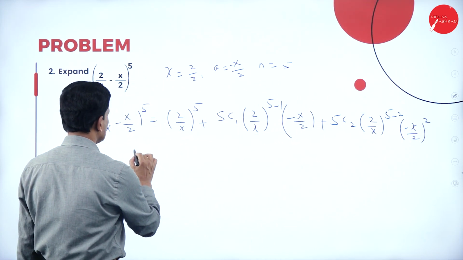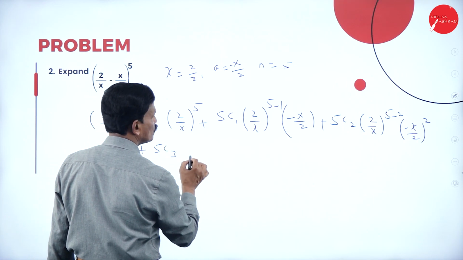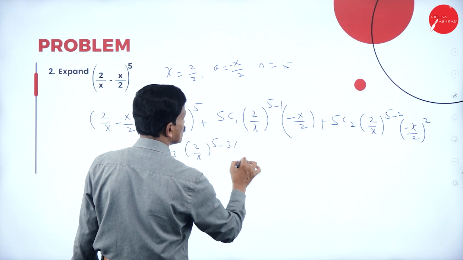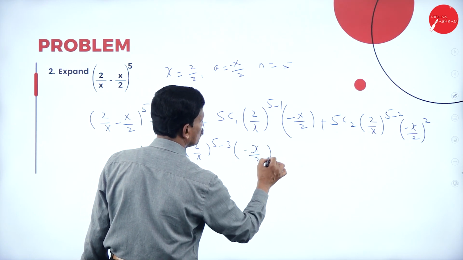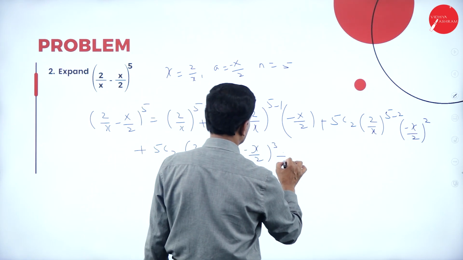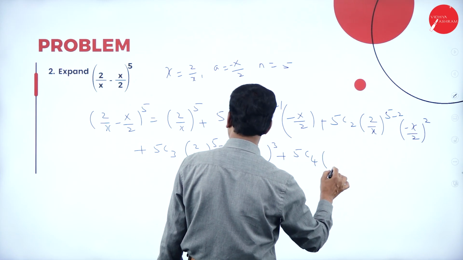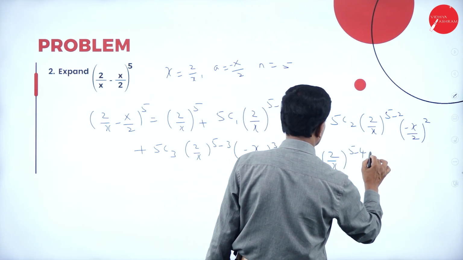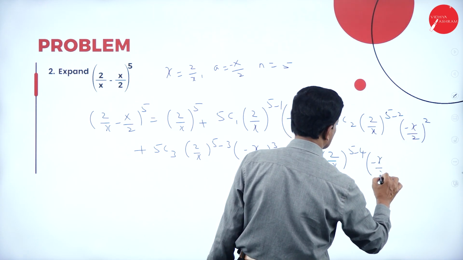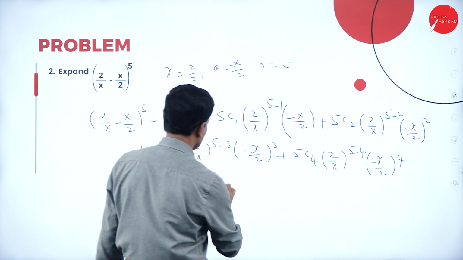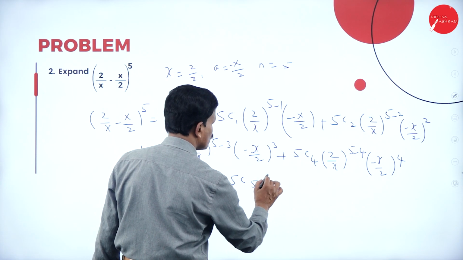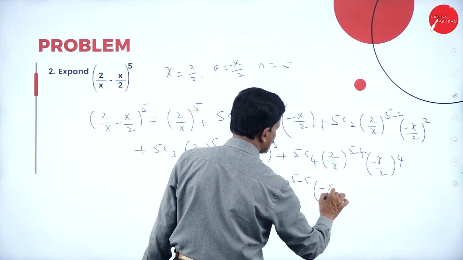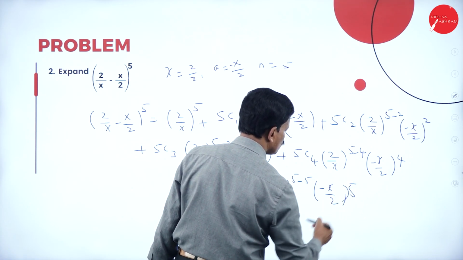Then nC3, that is 5C3, 2 by x whole to the power of 5 minus 3 into minus x by 2 whole cube, plus after 5C3 it is 5C4, 2 by x whole to the power of 5 minus 4 into minus x by 2 whole to the power of 4, plus the last term 5C5, 2 by x to the power of 5 minus 5 into minus x by 2 whole raised to 5.